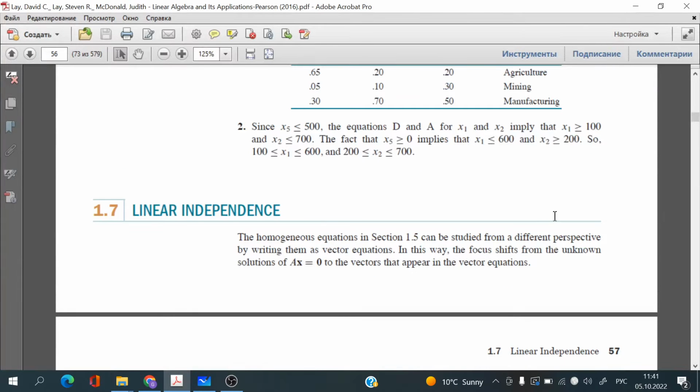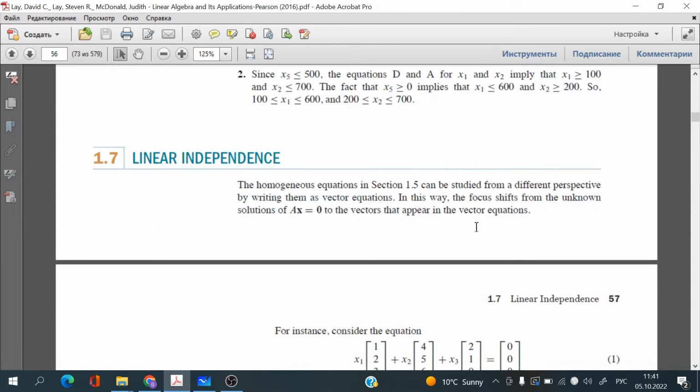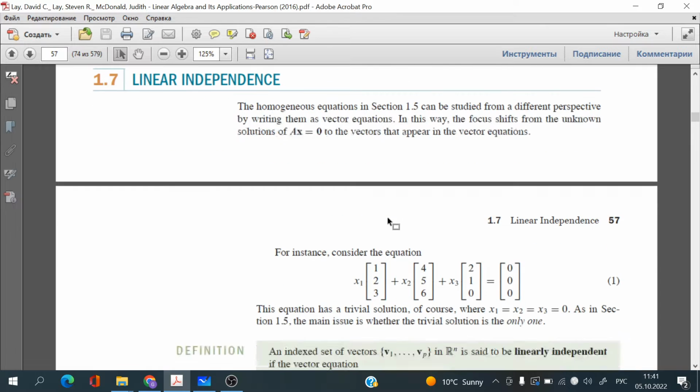Hello guys, we're going to continue with section 1.7, linear independence. In the previous section 1.5, we studied homogeneous equations from different perspectives, by writing them as vector equations. In this way, the focus shifts from the unknown solution of Ax equals 0 to the vectors that appear in the vector equation, correct?